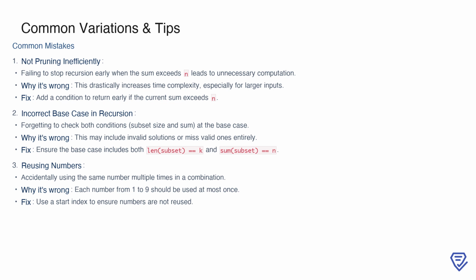Another mistake is having an incorrect base case in recursion. It's essential to check both conditions in the base case, whether the subset size equals k and whether the sum equals n. If you miss either of these, you risk including invalid solutions or skipping valid ones. Lastly, reusing numbers in a combination is another common error. Since each number from 1 to 9 should be used at most once, you need to ensure that you use a start index to prevent numbers from being reused inappropriately.